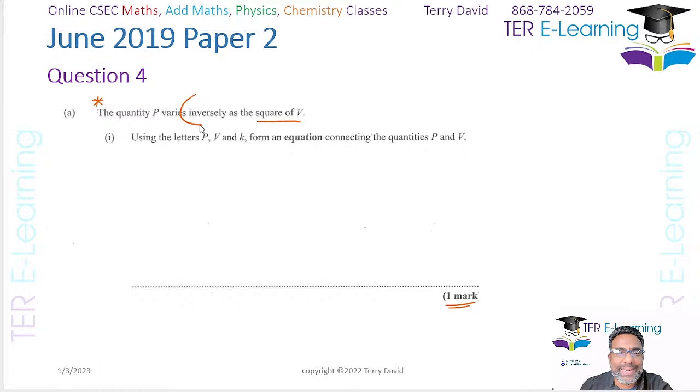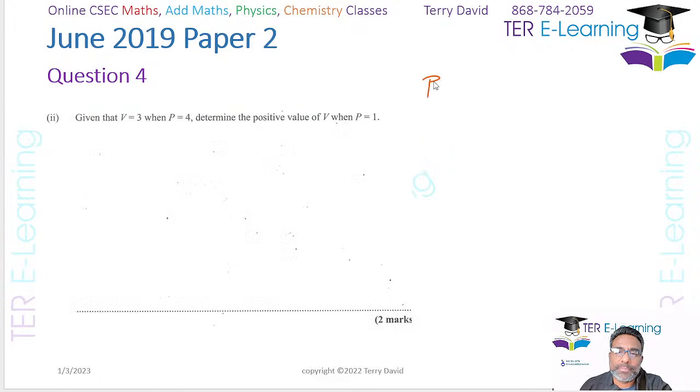So they use the word inversely, right? Now, inversely means 1 over. So let me just do this over. So p varies inversely as the square of v. So that means that p is proportional to 1 over v squared, right? So sorry about that. So therefore, if I replace the proportional sign, I'm going to get p is equal to k over v squared. Yeah, so that's what it's supposed to be. My bad. So p is k over v squared, right?